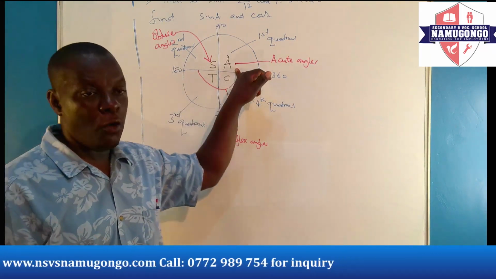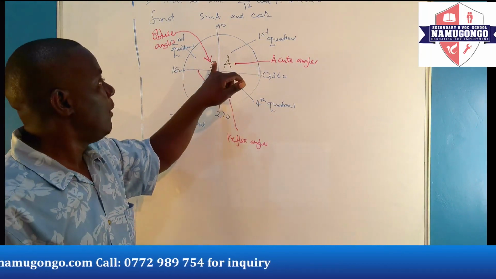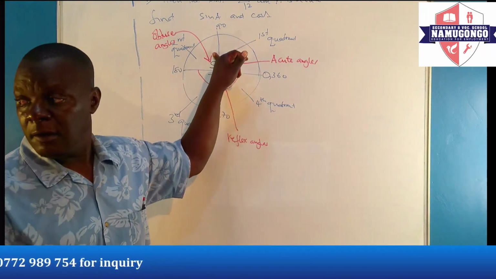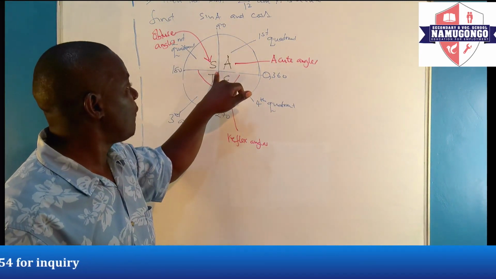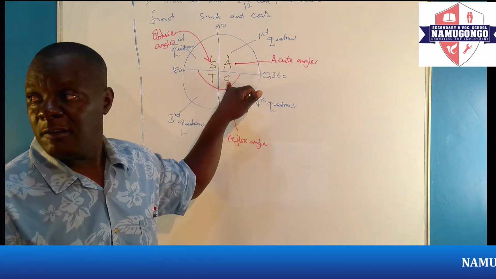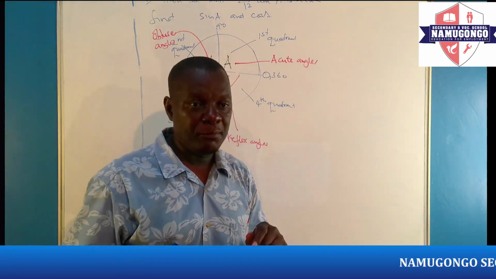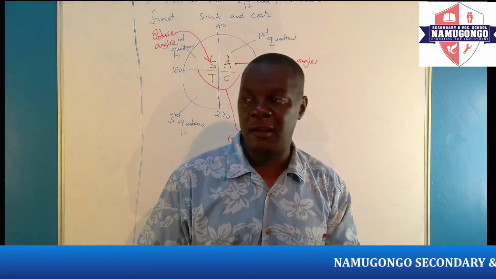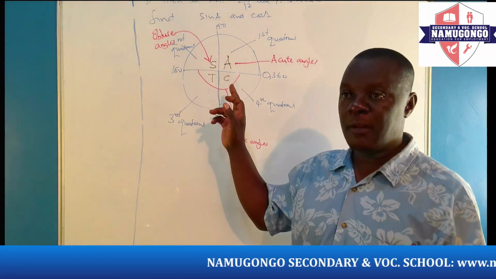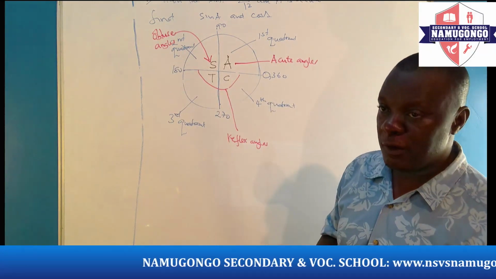A stands for all. S stands for sine. T stands for tan or tangent. And then C stands for cosine. But whatever letter you see there stands for a positive ratio.